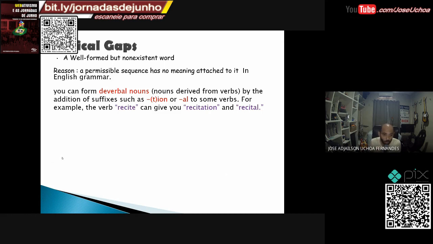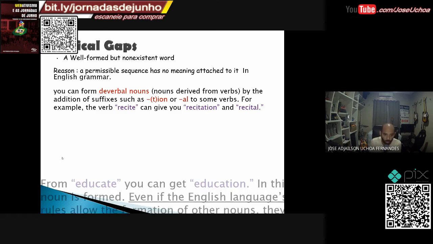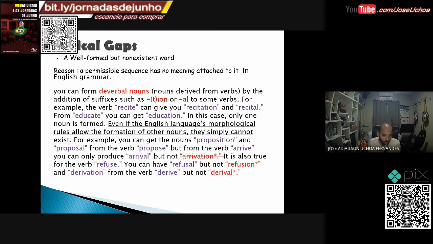For example, you can form deverbal nouns, nouns that derive from verbs by the addition of such suffixes as -tion or -al to some verbs. For example, we have the verb to recite, which can result in recitation or recital. But from educate, we can get education. In this case, only one noun is formed. We cannot say educator.